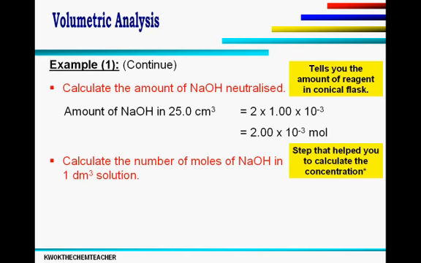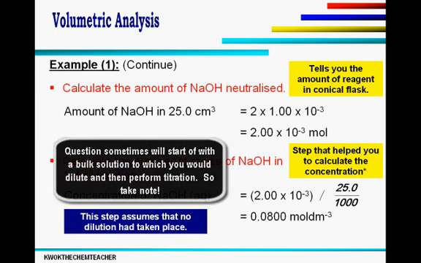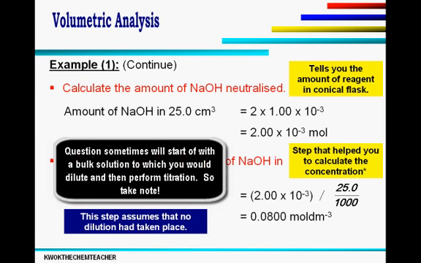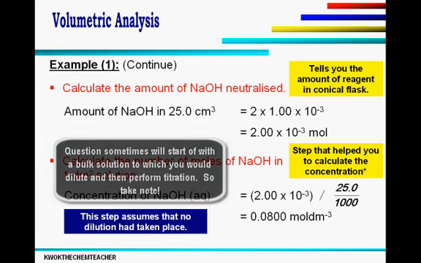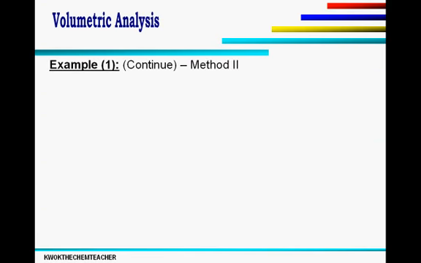We can then calculate the number of moles of sodium hydroxide in 1 dm³. That is actually the step that helps you to calculate the concentration. So, concentration of sodium hydroxide is simply the number of moles of sodium hydroxide divided by the volume of sodium hydroxide that amount of sodium hydroxide belongs in. Usually, we mention that the sodium hydroxide is taken from a bulk solution. Hence, a dilution factor may be required to take into account to calculate the final concentration of sodium hydroxide. But in this particular example, there is no need to do so.